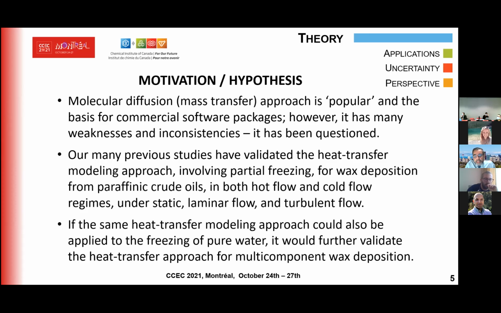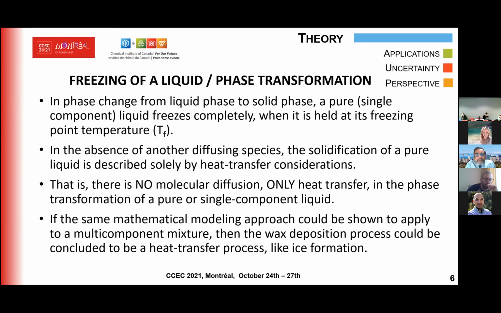If the same heat transfer modeling approach could also be applied to the freezing of pure water, then it would further validate the heat transfer approach for multi-component wax deposition. So pure water is a single component. Okay, so let's talk about freezing of a liquid.